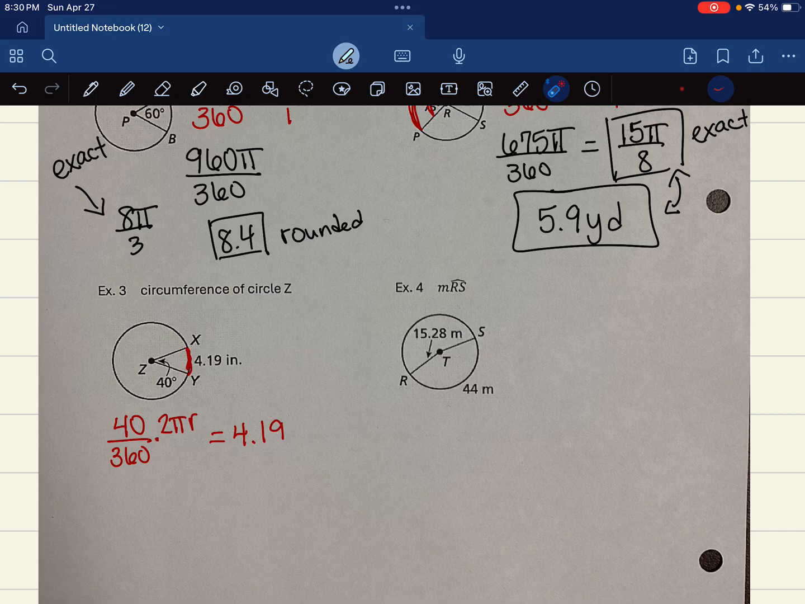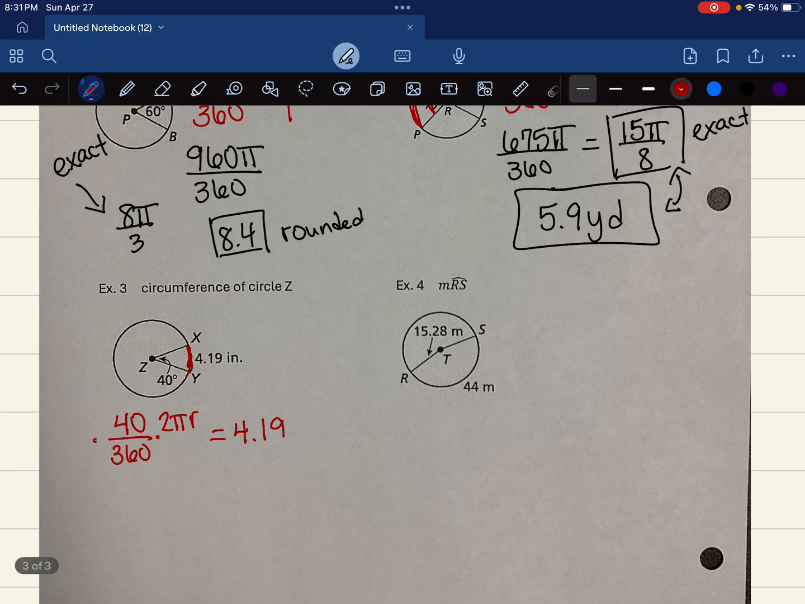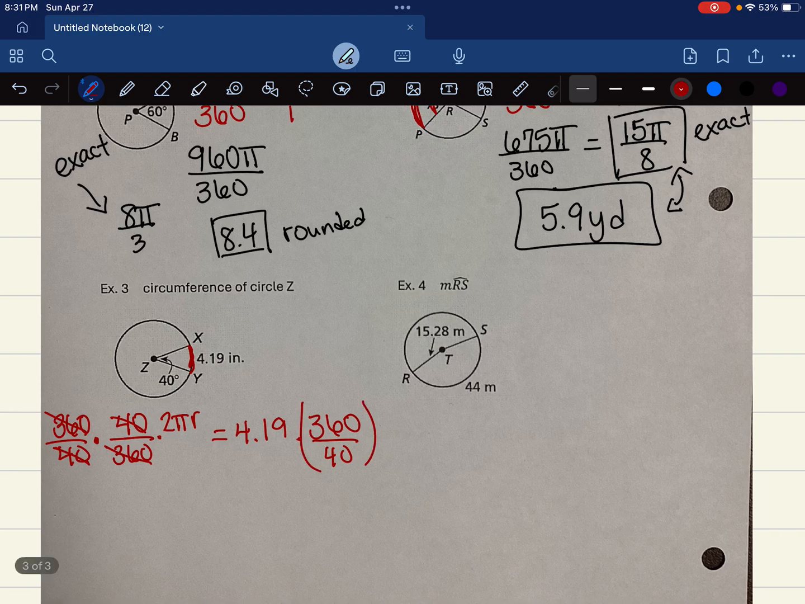Now, here's the deal. Let me just remind you of one thing. If I'm solving for circumference, isn't circumference equal to 2 pi r? Yes. So if that's true, all I have to do is get rid of this 40 over 360. Now, if you remember, we can always multiply by the reciprocal. So all you have to do here is multiply both sides by 360 over 40, because then those two would cancel, these two would cancel. So I multiply the left side by 360 over 40. And then I'll have 2 pi r is equal to my answer, which is the circumference, okay?